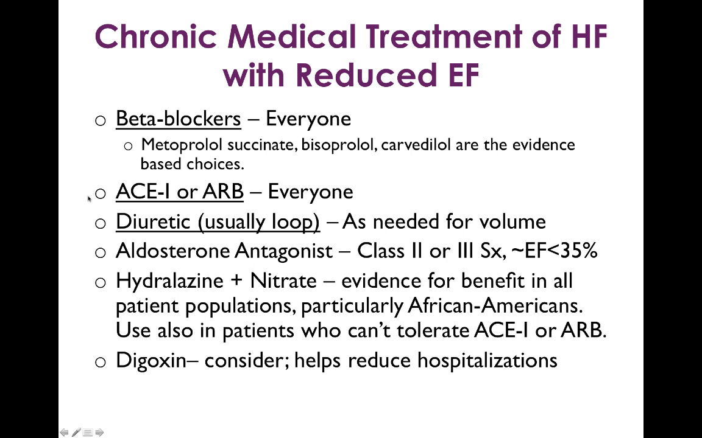Everyone gets an ACE inhibitor or an ARB, again, for its afterload reduction and potentially its direct effects on the myocardium. Diuretics, although there isn't evidence to support a reduction in mortality with diuretics, we very often need them to control volume. And usually it's a loop diuretic that's used. For patients with class 2 or 3 symptoms and an EF less than about 35%, an aldosterone antagonist should be used.